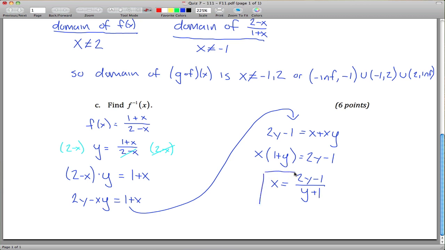I guess that's not quite my answer. That is the right answer, but we want f inverse of x. We want our variable to be x. So what you do is you change x into f inverse of x, and you change the y's into x's. And that right there is your final answer. That's the end of the quiz.